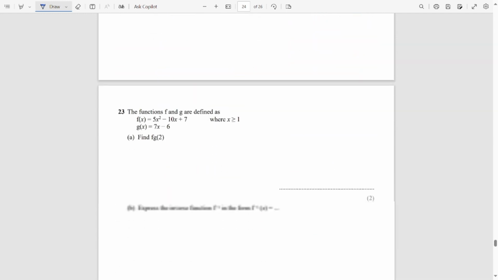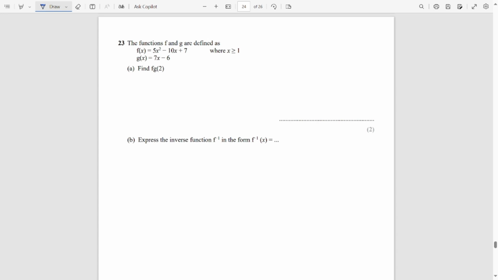Okay, moving on to the next problem. So here we have some functions. First of all, I have a composite function. So I want f of g of 2. And so you're going to think of this like some little nesting dolls. The 2 goes into the function g. You get the answer, and then that is going to go into the function f.